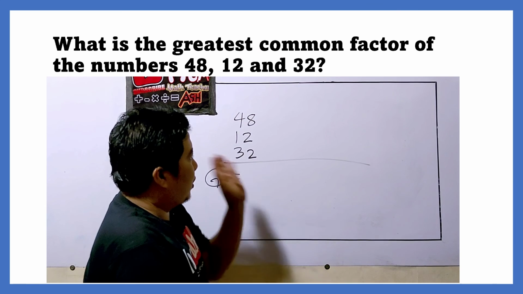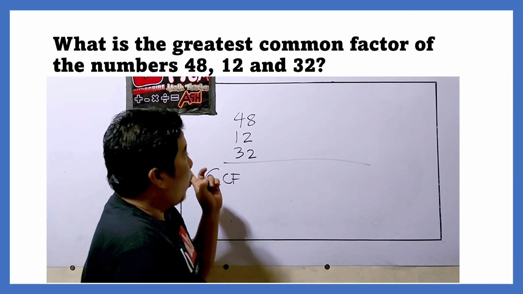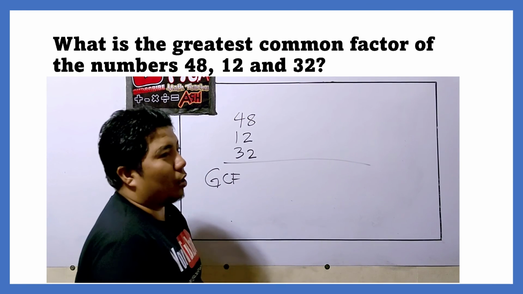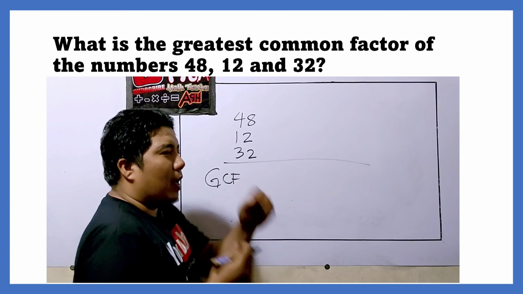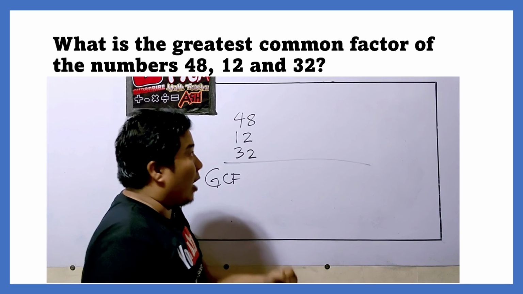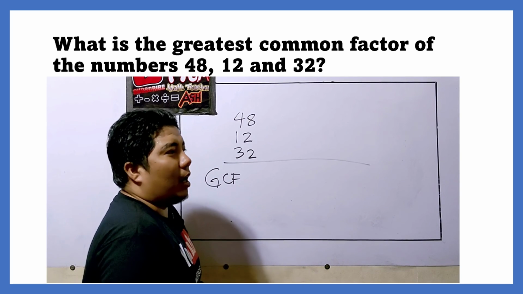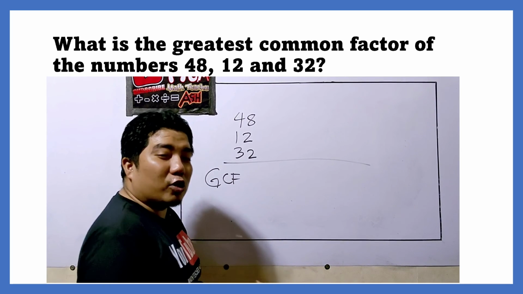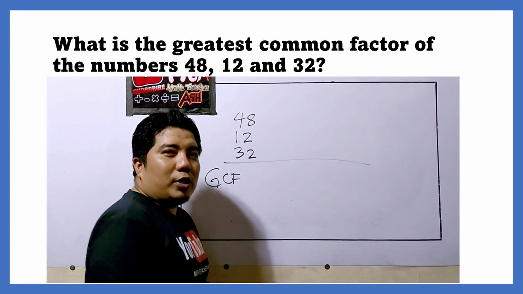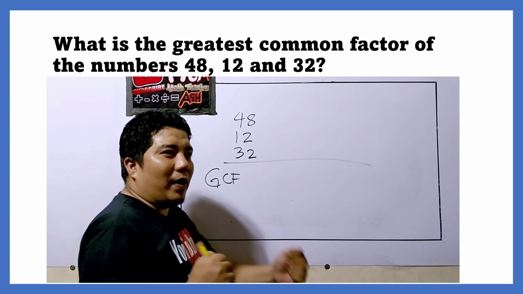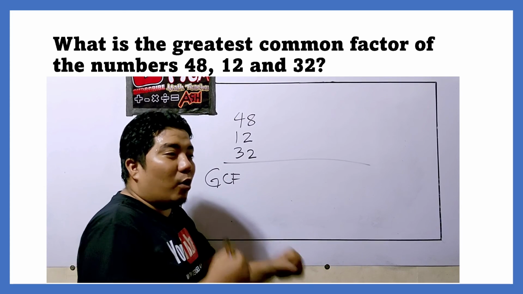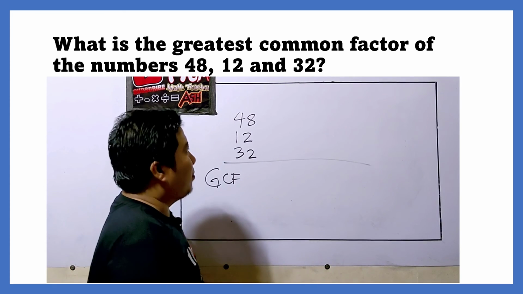Okay, my dear math learners, for our final problem, we have 48, 12, and 32. The question is, what is the greatest common factor? When we talk about factor, basically, we just need to break down the given number. For me to know the greatest common factor among numbers, I always use the prime factorization. Meaning, I will break down all the factors until all the factors are prime numbers.